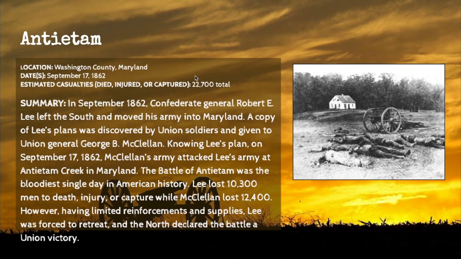So, Lincoln's chance to look strong and appeal to Great Britain and France came at Antietam on September 17th, 1862. It was a brutal battle. You notice this number right here. There were 22,700 people that were killed or injured or captured in this battle.